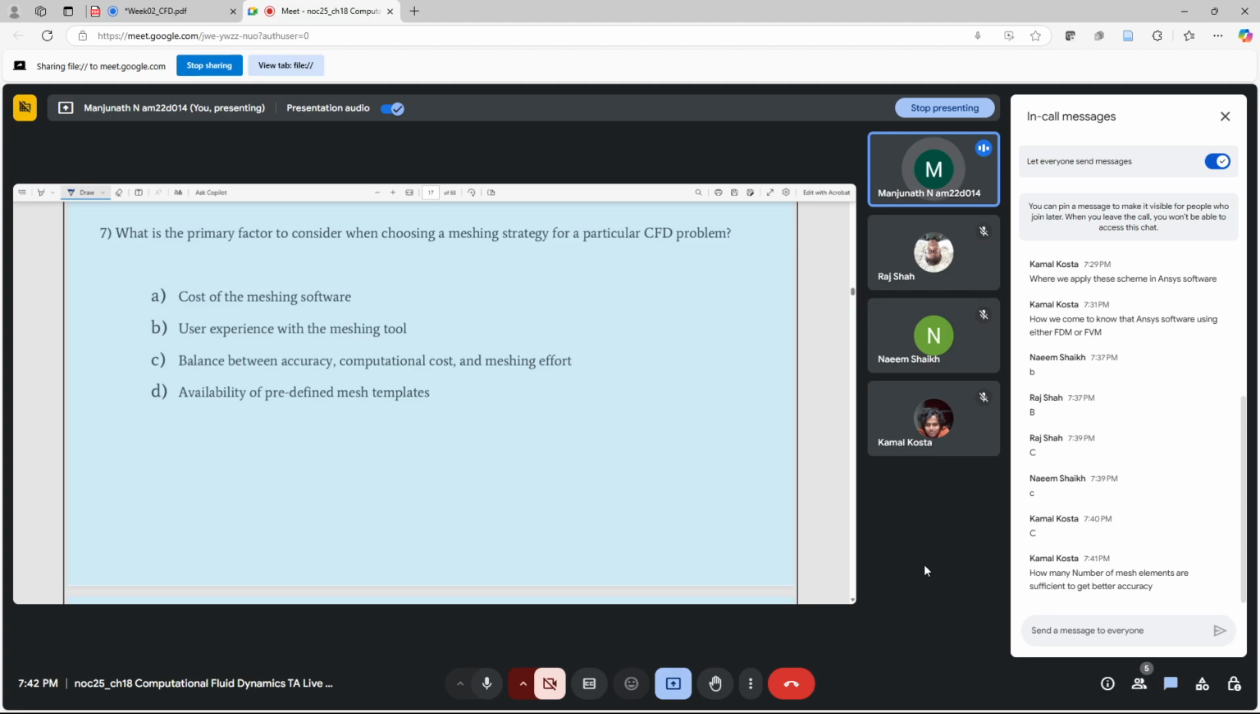Okay, this is a question: how many mesh elements are sufficient to get better accuracy? That question itself has a lot of questions. We will discuss it towards the end of today's session. The simple answer is that it will entirely depend on your computational geometry, which is the computational domain, what the shape of it is, and how complicated it is. And there is a method to find that number of elements. We'll discuss that.